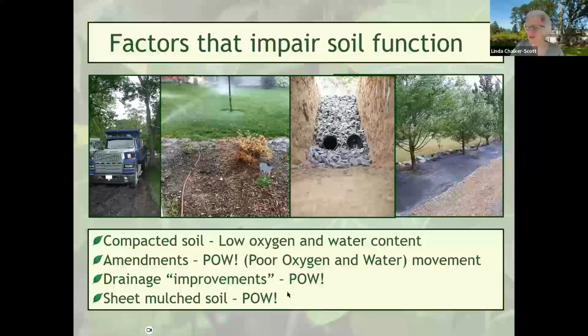So these are the things you want to avoid because they're going to inhibit the ability of soils to function properly. And if soils don't function properly, roots don't grow properly. And if roots don't establish, then the crown doesn't grow well. So it all depends on what's going on underground.